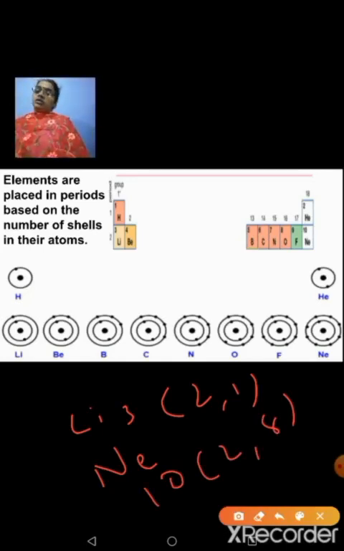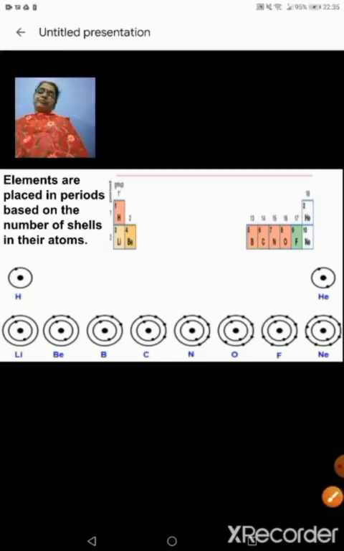Therefore, even if its atomic number is 10, when you are talking about electronic configuration, the first shell can hold 2 electrons and the second shell can hold 8 electrons. Therefore, its electronic configuration will be 2, 8, and it will have only 2 shells. So you can say, as the period number increases, the number of shells will also keep increasing. Next.